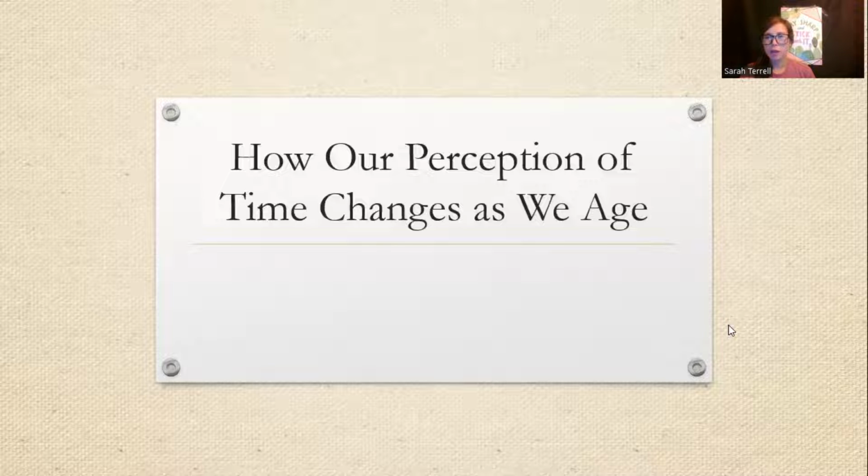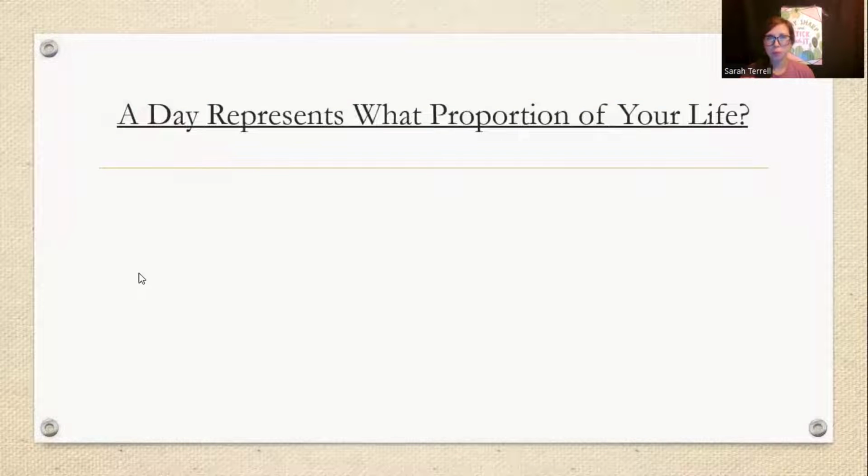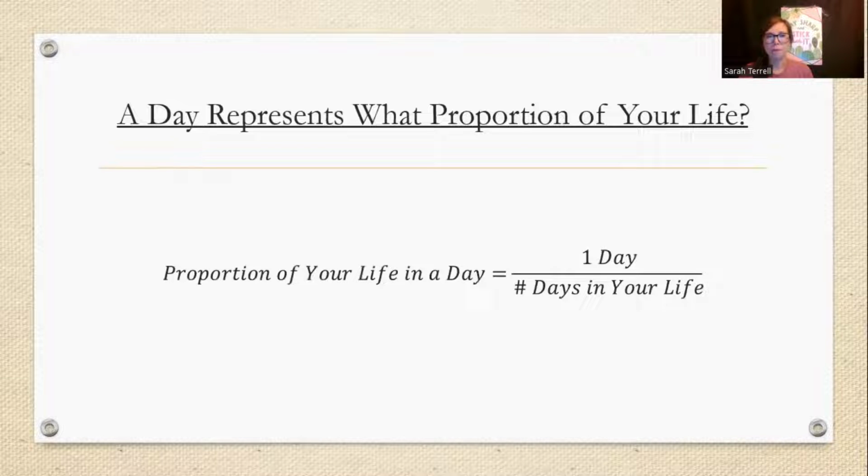So, the first thing we want to evaluate is what proportion of our lives a day represents, and how this proportion changes over the course of our lives. To do that, let's first look at the formula. The proportion of your life in a day is equal to 1 day divided by the number of days in your life. So, a day basically represents what overall proportion of your life.